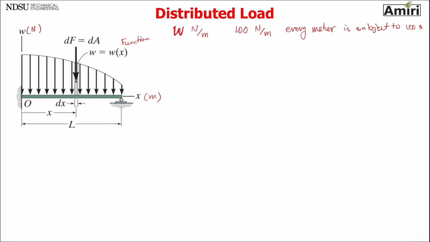A load like this could be, I don't know, minus x squared plus 30, something like that. Meaning the beam at distance x, any point at distance x, is subject to this equation amount of load.